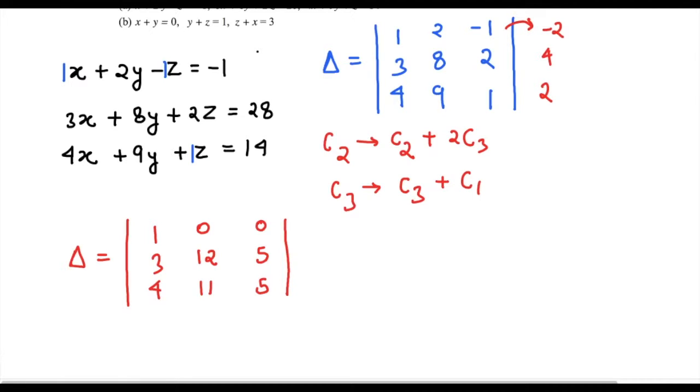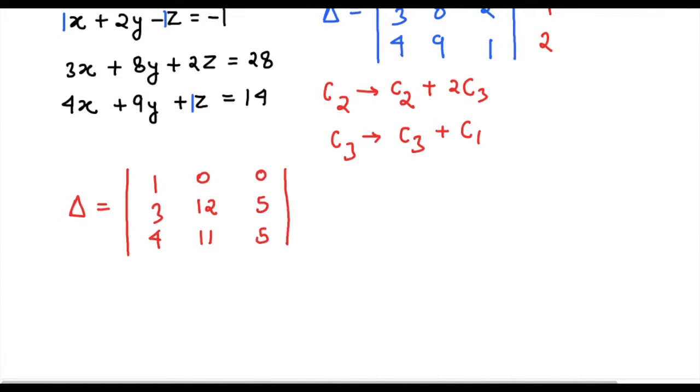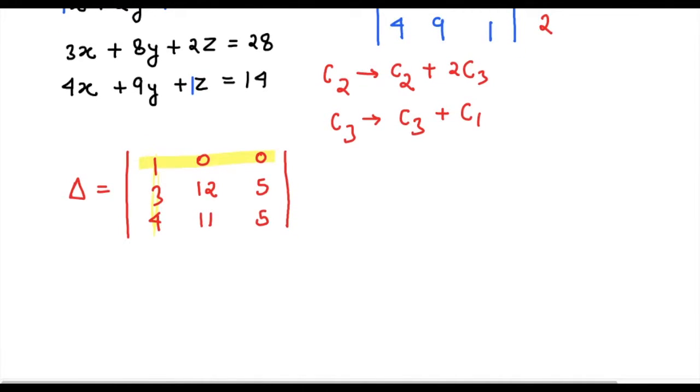So now we have to find the value. We can expand this determinant with respect to row 1. This is row 1. So we will leave the yellow portion and find the value of del. That will be 1 times the determinant 12, 5, 11, 5. Now multiply 12 and 5, 11 and 5 and then subtract them.